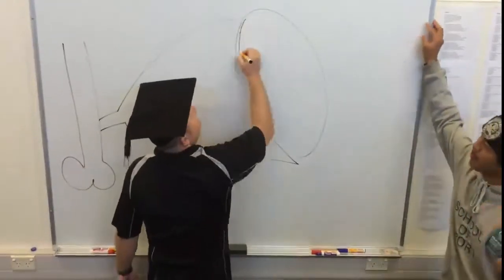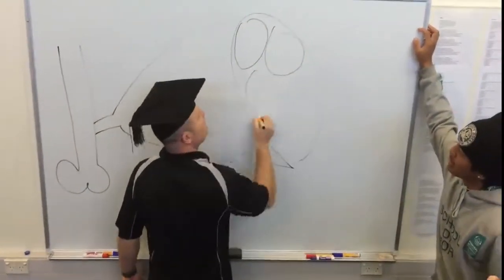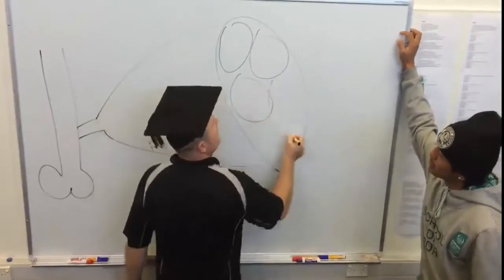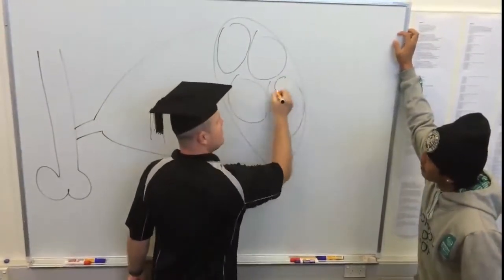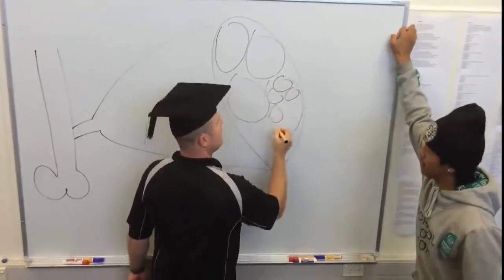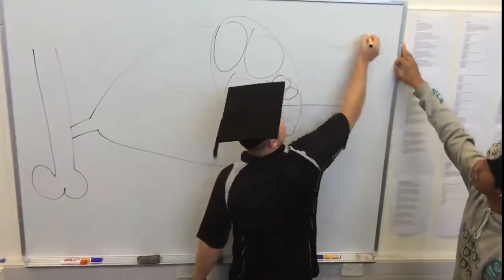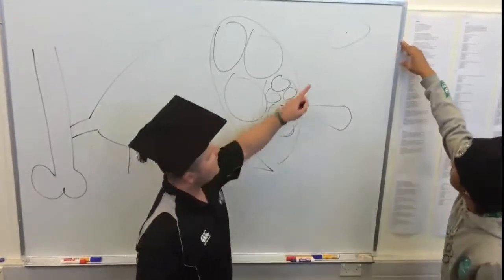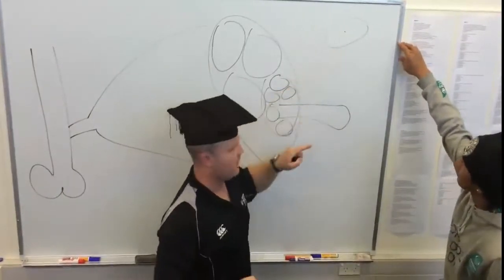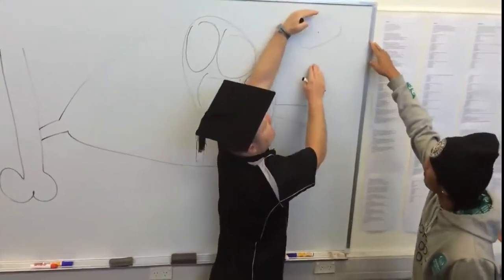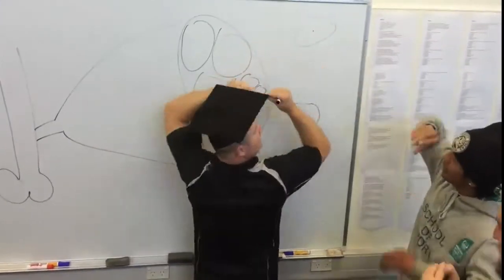So a muscle is divided into fascicles, and a fascicle has lots of muscle fibers. Good. So a muscle fiber is also called a muscle cell. Why is it called a muscle fiber? Because it's like a normal cell that's been squashed and stretched.